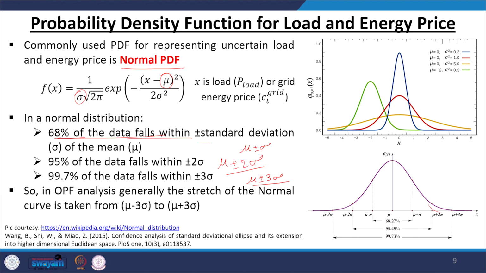So, for probabilistic OPF development, we generally take this mu plus 3 sigma to mu minus 3 sigma range and do our operation for our uncertainty. We take that it is ranging from this point to this point, so a wide range of uncertainty we can consider, and your solution will be more and more effective for a longer variation of your randomness.